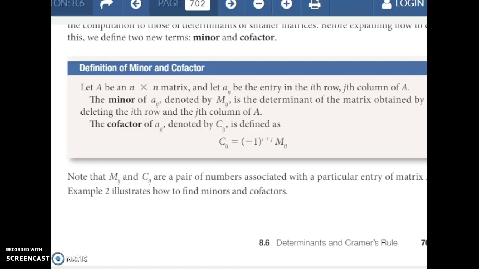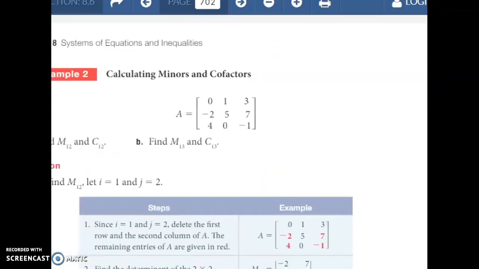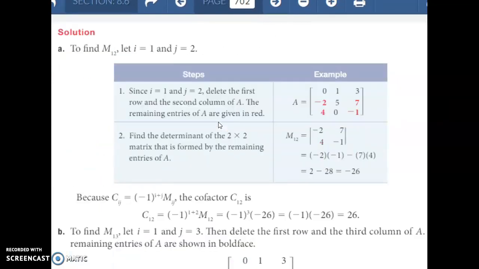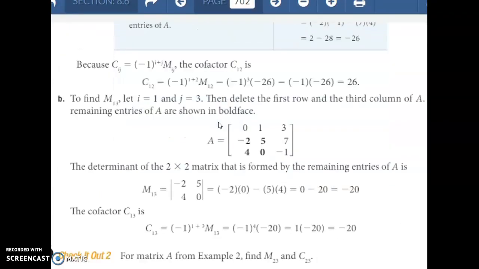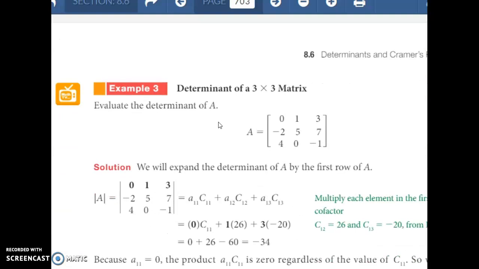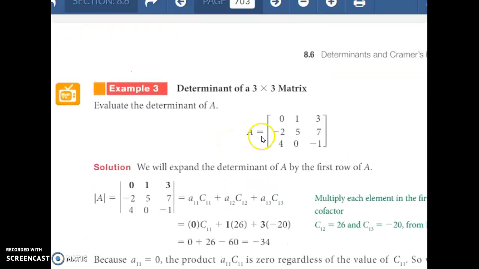Okay, then they're going to get into more complicated ones, such as what happens when you have 3 by 3 or 4 by 4 matrices. And this is where you have to deal with minors and cofactors. So here is what it is. Here's the example. So let's see if that's the example that I want. Yeah, let's do this one. So here the determinant of this one comes out at the end to -34.